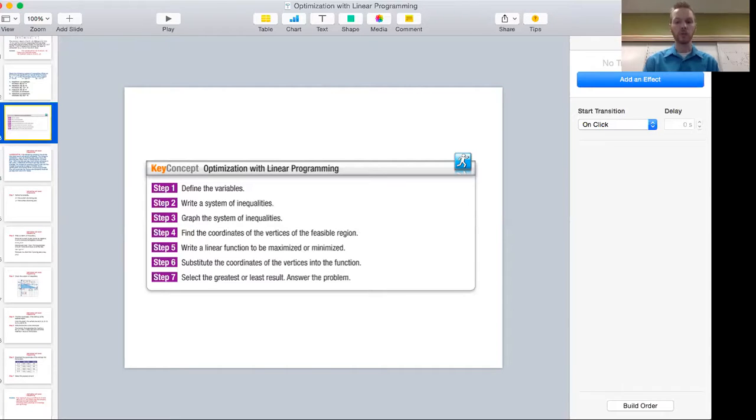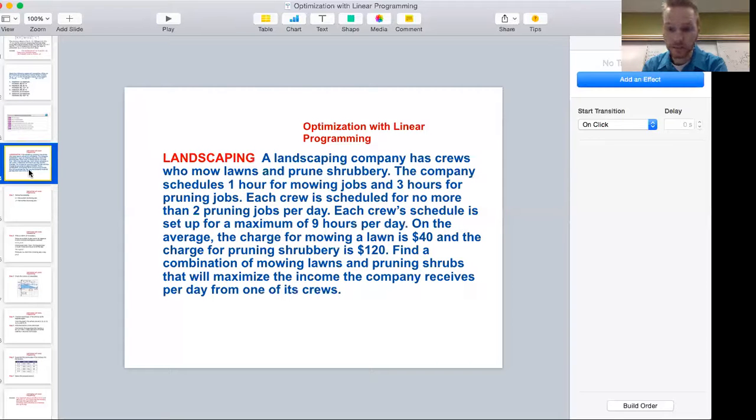Now, real quick, is this going to work? No, it's not. Okay, I'll just tell you anyway. Looking at step number 5, I include that in step 2. I just write all the equations out, but once again, it's not a big deal if you don't, okay? So let's go ahead and we're going to take a look at the first problem here.